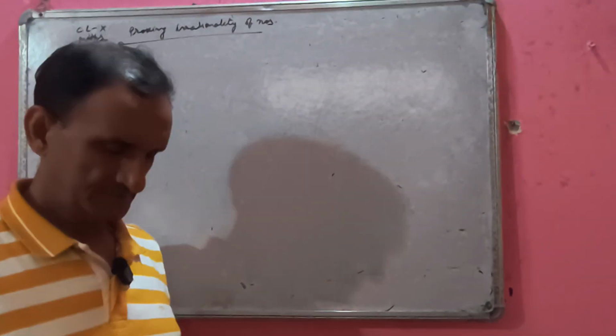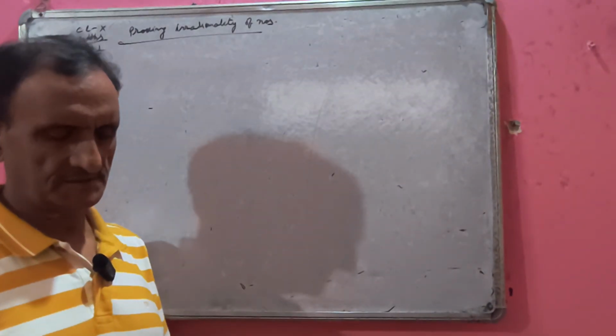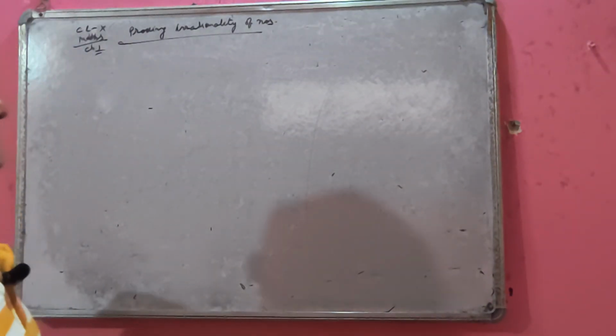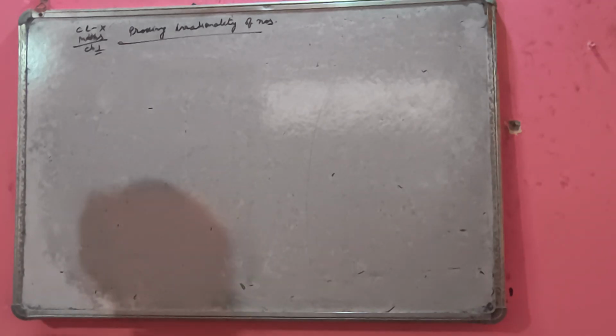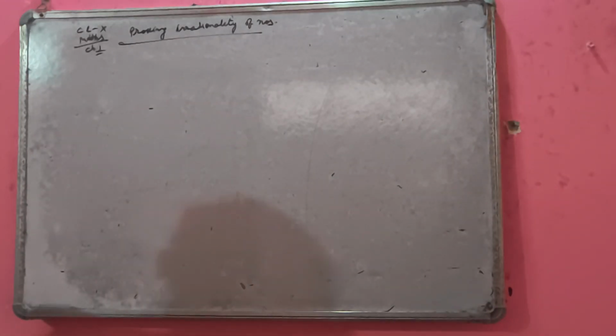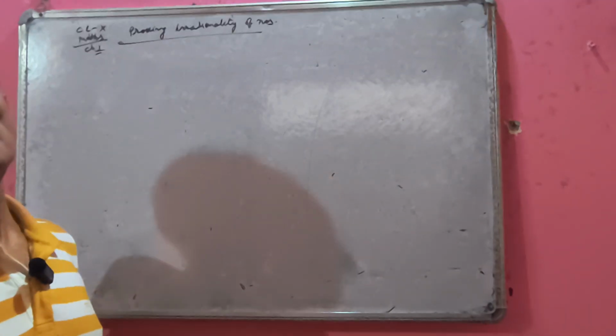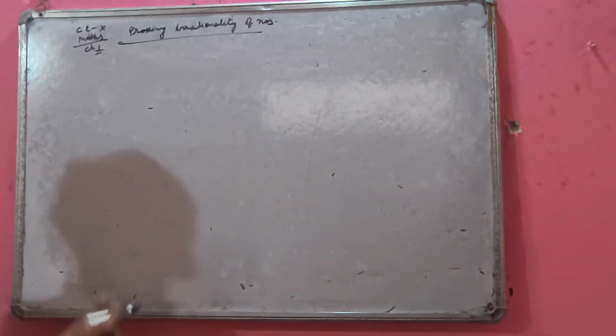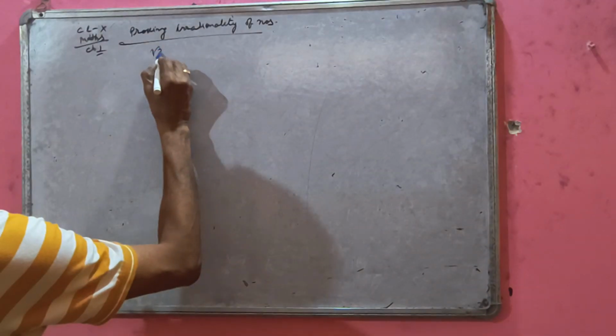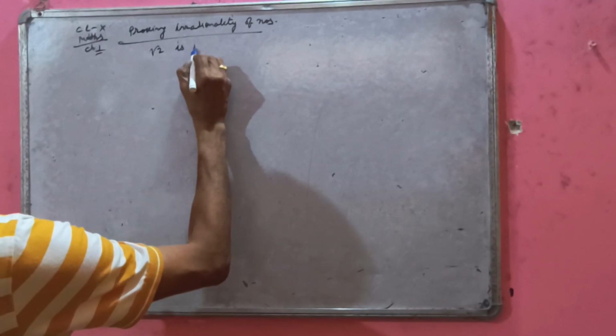Hello students, today I am here to discuss with you chapter 1 of class 10 general maths, real numbers, and the topic is proving irrationality of numbers. Let us first prove that root 2 is irrational.